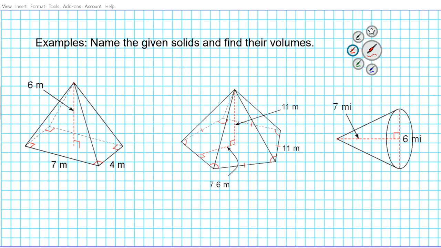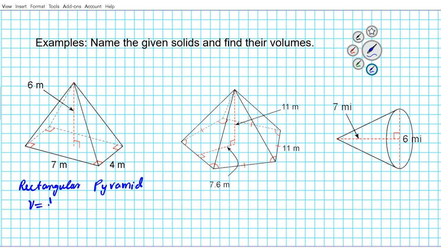Alright, so the task for each problem is to name it and then find the volume. Okay, so let's look at the first one. The first one, what on earth is this? This is the name, it's a rectangular pyramid. So it's a rectangular pyramid. We know it's a rectangular pyramid because of the shape of the base. Alright? It's an equiangular parallelogram, so that automatically makes it a rectangle.